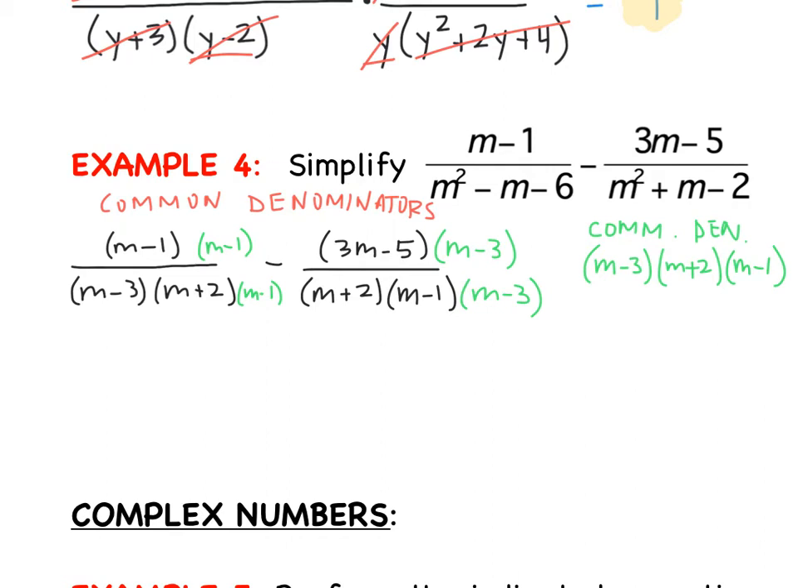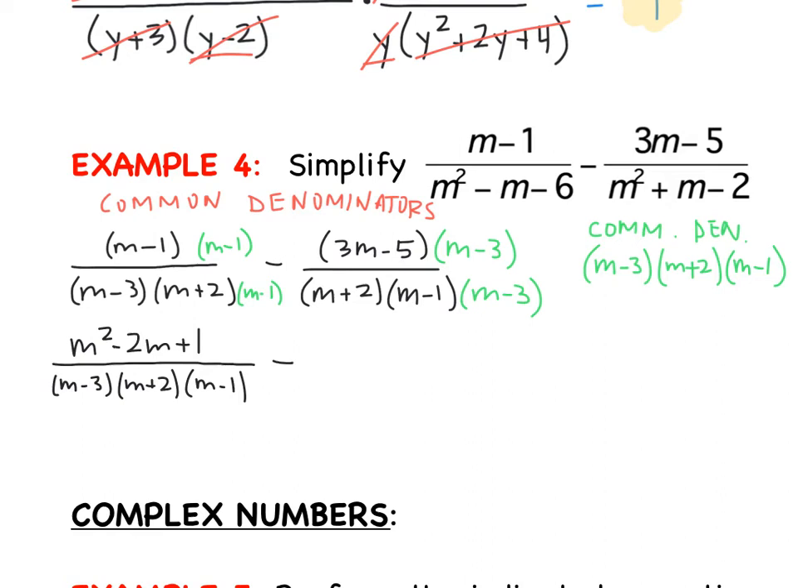All right, so the first one we're going to do is we are going to multiply this piece right here. So m minus 1 times m minus 1. And when we do that correctly, we should get m squared minus 2m plus 1. Okay. Now I'm going to keep that denominator in its factored form. So we have the m minus 3 times m plus 2 times m minus 1.